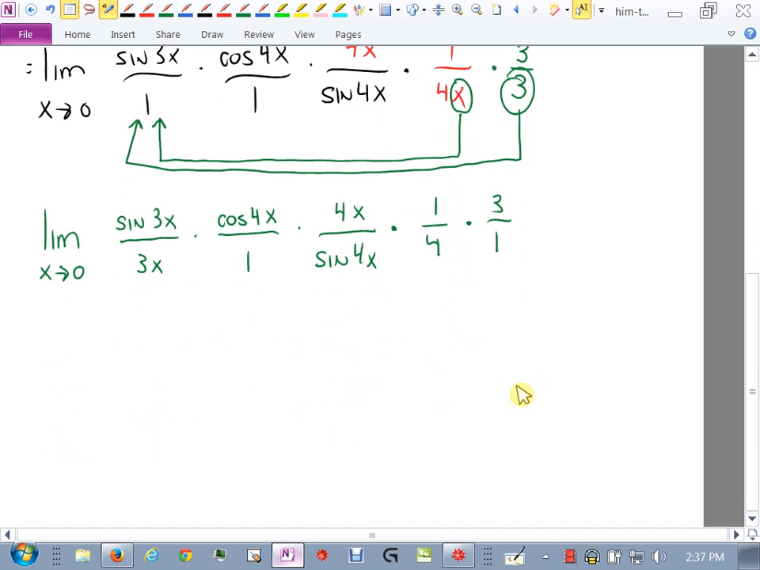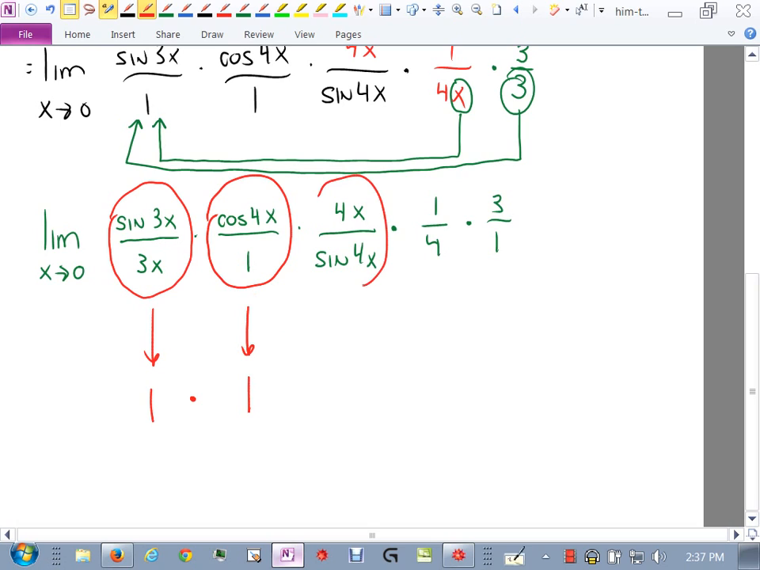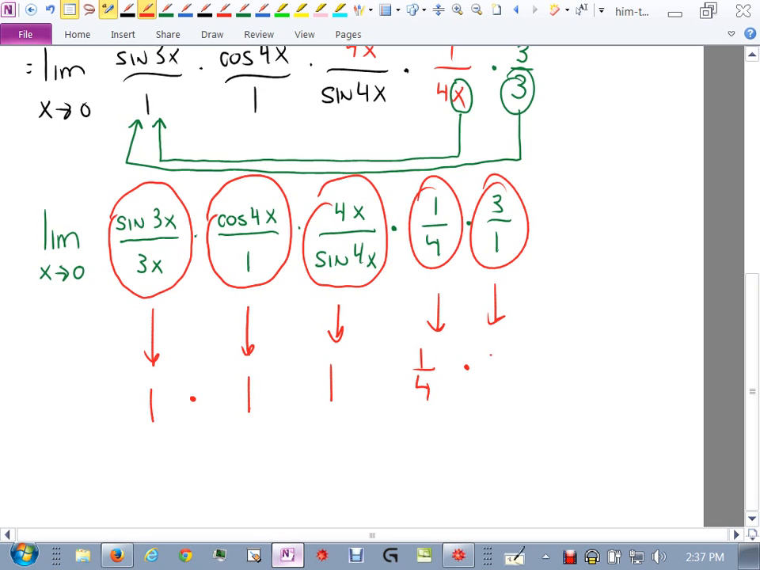And now it's limit time. Try and see if we have any issues. Where does this thing go? 1 times. Where does this thing go? 1 times. Where does this one go? 1. 1/4. Remember, limit of a constant is the constant. The answer is 3/4. Because cosine, when you plug in 0 for x, it's cosine of 0. And then cosine of 0 off of its graph is 1.